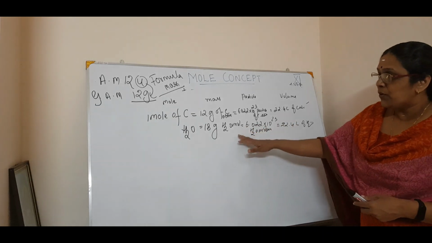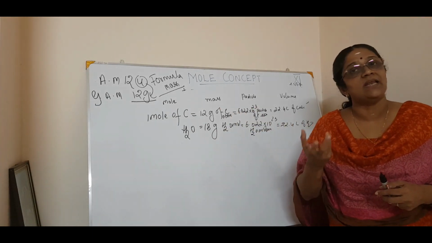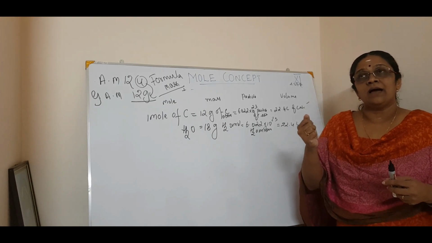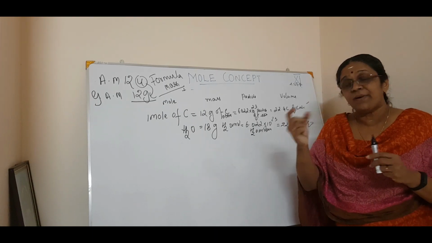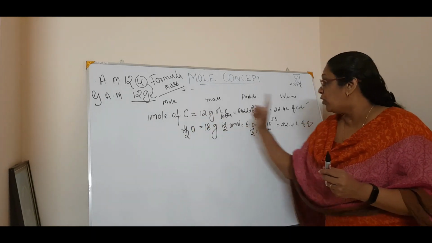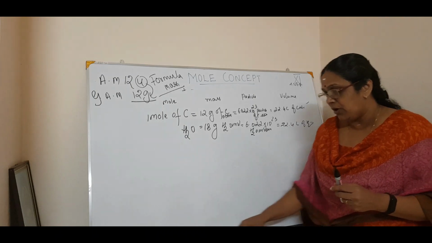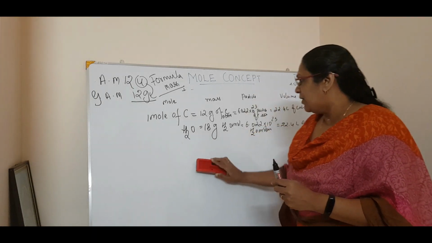And also you can have a mole to mole relationship. If you are given a balanced chemical equation, you can have a mole to mole relation. You can compare mole with mole, then mole with particle, and mole with volume. We will do some numericals and I will send it to you, or we will do it in one class, to get a hang of it.